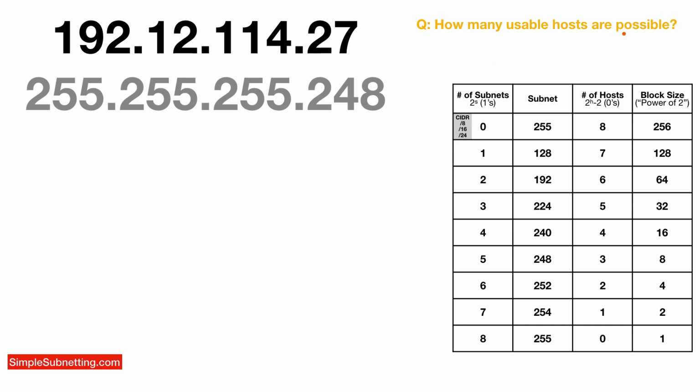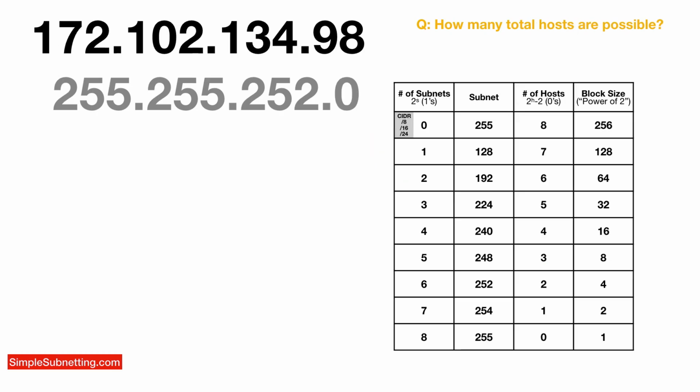Okay, so let's do more realistic ones of what you will get on exam day. How many usable hosts are possible? So you find the subnet mask on the subnetting cheat sheet. So 248, and that is 3 zeros, 8 possible hosts. So 2 to the 3rd minus 2. 8 minus 2 equals 6 usable and 8 total. So usable is 6. So this is the answer. Okay, see how simple it is? Let's do another one.